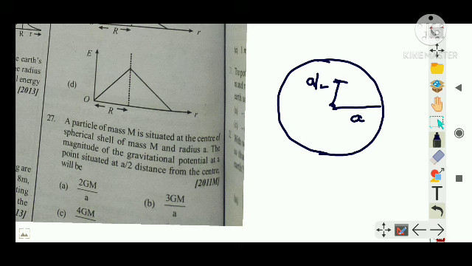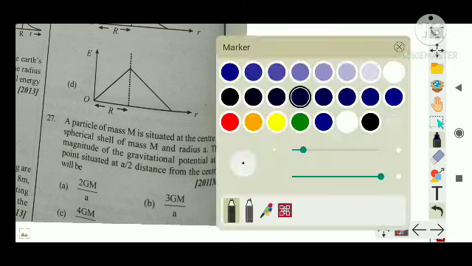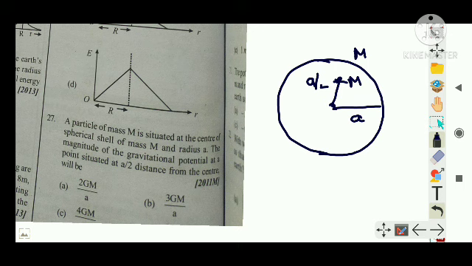Clear? So this capital M is the mass of the sphere, right? And there is a particle here also. Now the particle m is here, right? So the total potential will be due to this mass as well as this mass, right? So the total potential, let's say the point is P, at P will be equal to the potential due to the entire shell, which will be what?